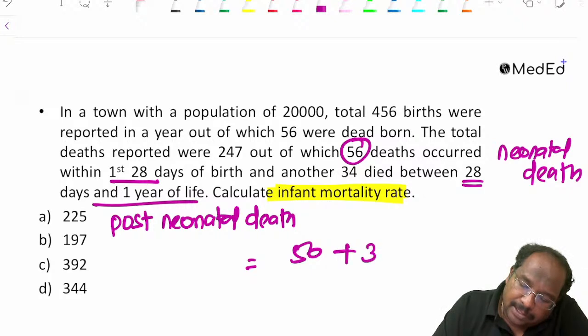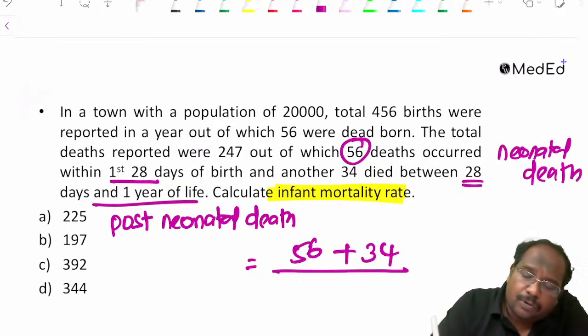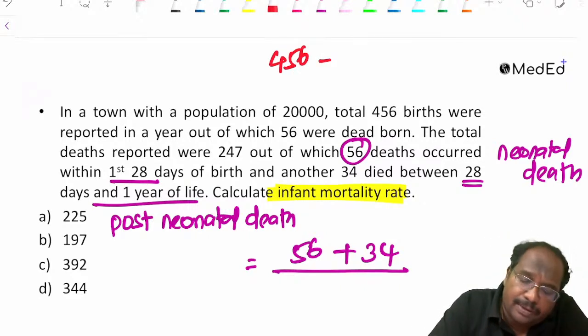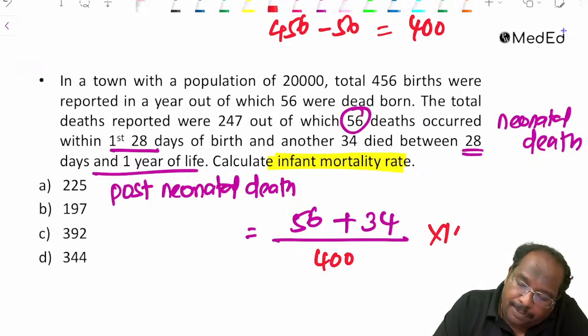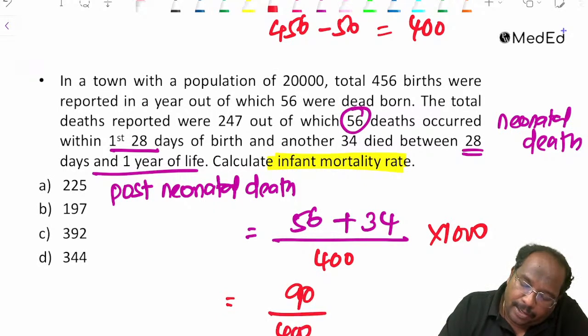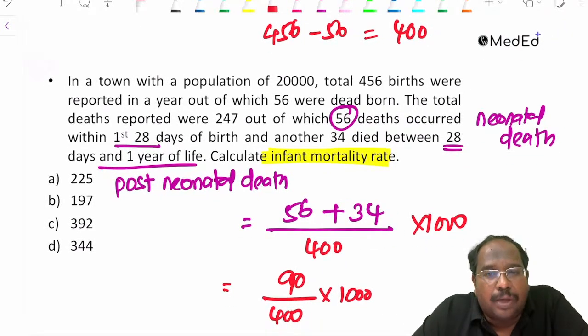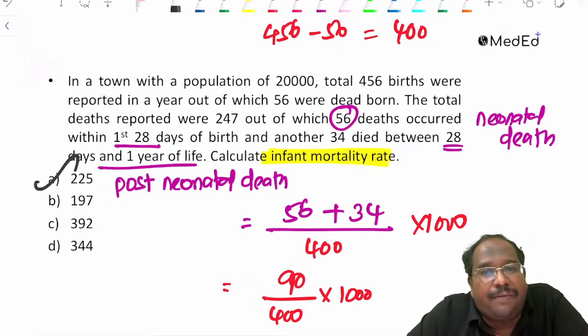So what is IMR? 56 plus 34 is the numerator. What is the denominator here? Live births. The total births is 456. Out of them, how many were stillborn? 56. So the key catch here is that the denominator is 400, multiplied by 1000. So 90 by 400 multiplied by 1000. So the answer will be 225.